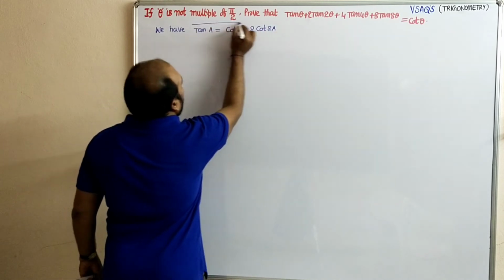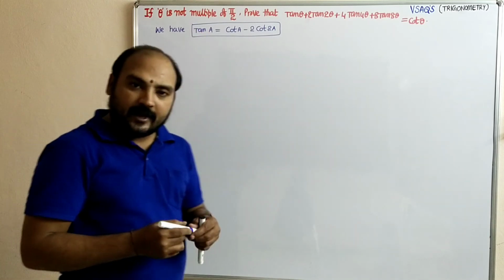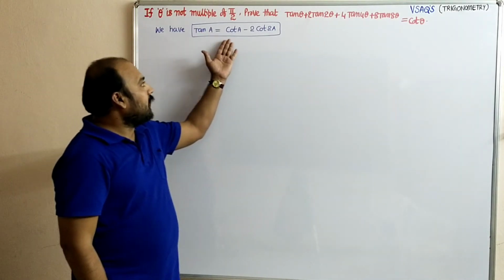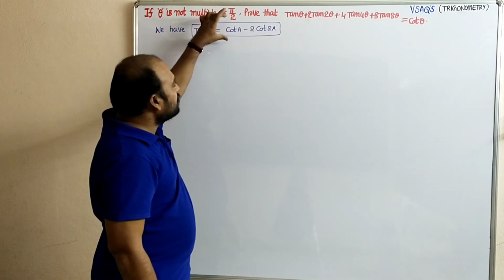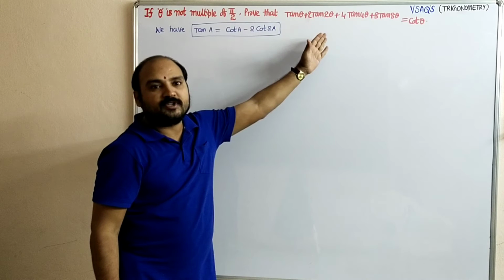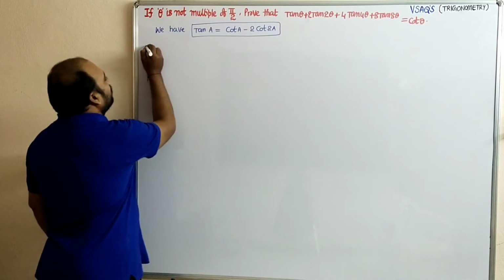This is one of the best results, good results. Tan A equal to cot A minus 2 cot 2A. By using this formula, we are going to prove this result now. Now consider LHS.